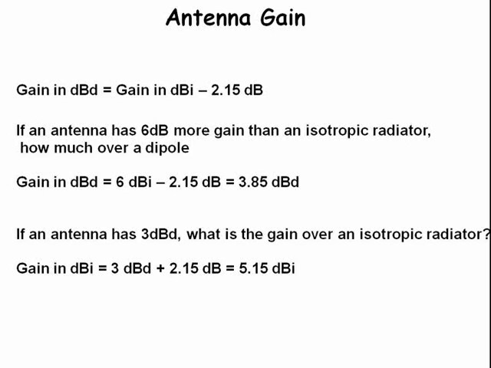If an antenna has 6 dB more gain than an isotropic radiator, how much over a dipole? Well, gain in dBd equals 6 dBi minus 2.15 dB, which equals 3.85 dBd. If an antenna has 3 dBd, what is the gain over an isotropic radiator? Once again, gain in dBi equals 3 dBd plus 2.15 dB, which equals 5.15 dBi.